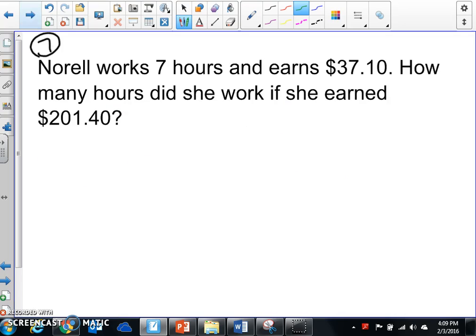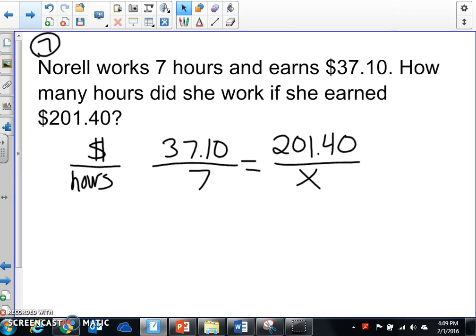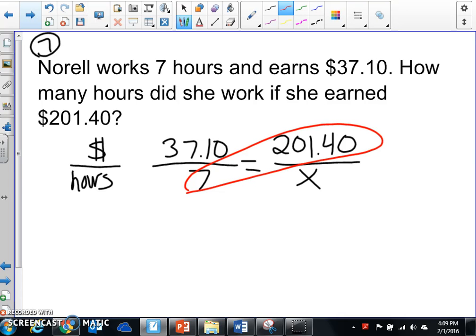Norel works 7 hours and earns $37.10. How many hours did she work if she earned $201.40? There's a couple of different ways that you could do this one. You could find out how much she makes per hour and then multiply. Or let's just do money over hours. So the first one is $37.10 over 7 hours. And then the other one, money's on top, 201.40, and then we don't know, so x. Now let's cross multiply. 7 times 210.4, okay, is 1,472.8.